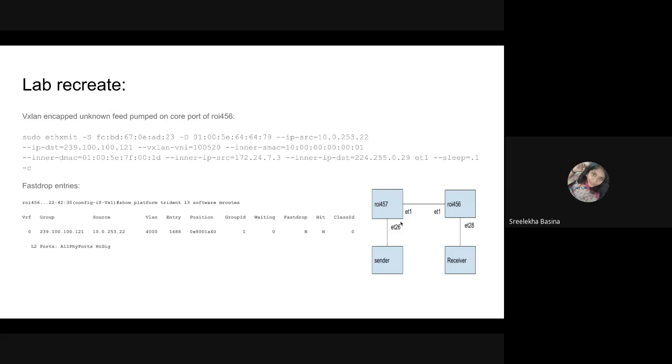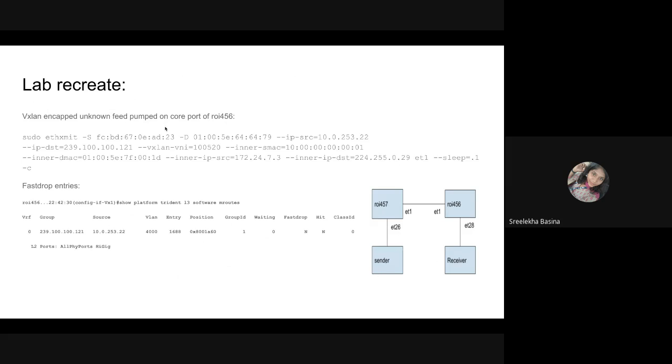This is when the devs requested us to do a lab recreate. Firstly, the 720XP switches in the lab are very limited. Even though we have a couple of 720XP switches, we do not have multiple other switches connected to them, so we had to shrink the topology a bit. As you can see on the diagram, ROI 457 and ROI 456 are the 720XPs that I used. Usually in a VxLAN environment we expect leaves and a spine also, but because there are no more connections where a device is connected to both of these, I just used a direct L3 link, which is ET1 connecting to each of them. And here we have the sender and a receiver.